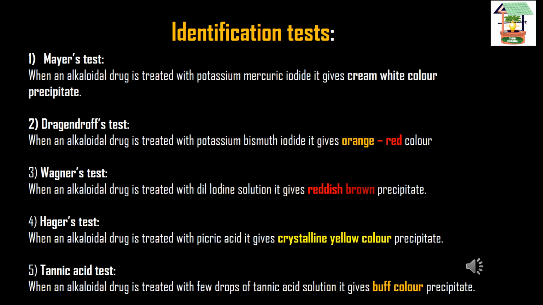So in competitive exams you will get these tests, like which color Mayer's test is responsible for, what is the chemical that is present in Mayer's test, or what is the chemical that is present in Dragendorff's test, and if the alkaloid drug is treated with potassium bismuth iodide, which color it will give. Like that we will get questions from these identification tests. So all these identification tests are very important to secure good marks.